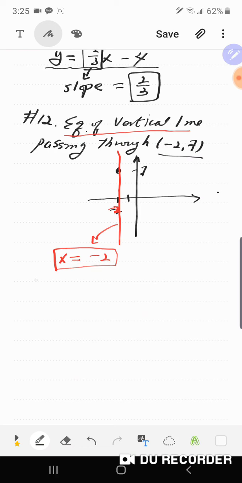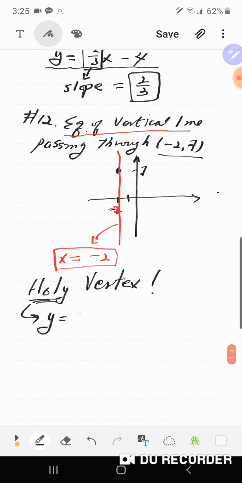Do you remember the holy vertex? Ho means horizontal line: the equation of a horizontal line is y equals the y value. Vertex means vertical line: the equation of a vertical line is x equals the x value. So since we are looking at the vertical line, the equation of the vertical line is x equals the x value, negative 2.